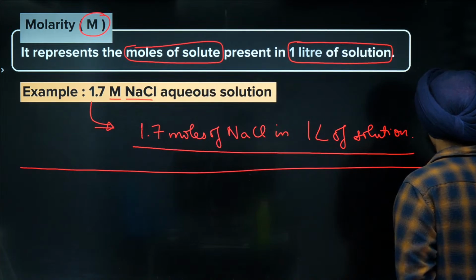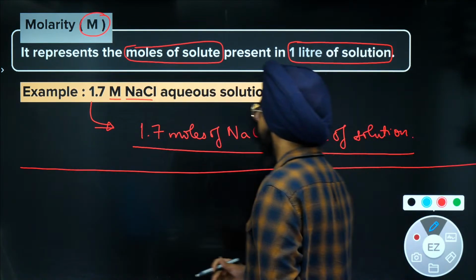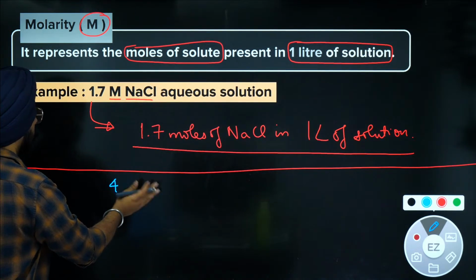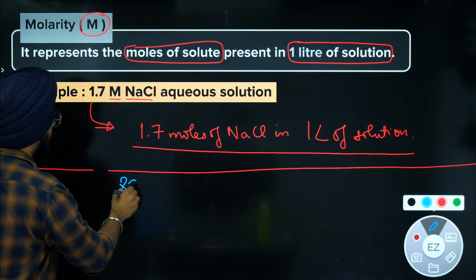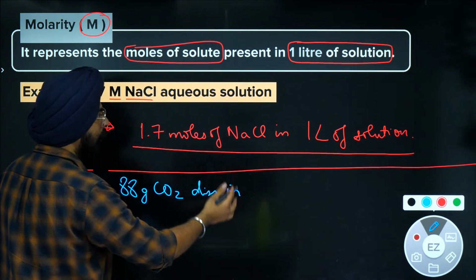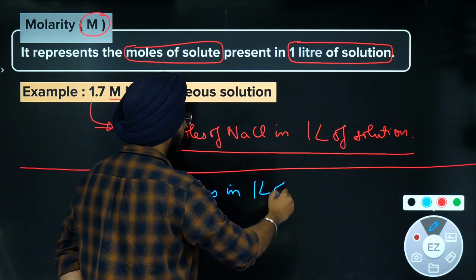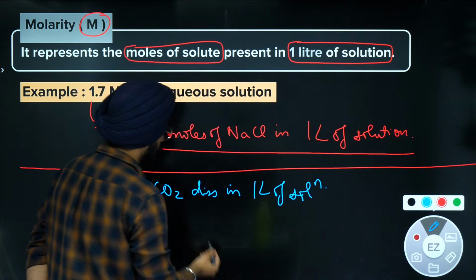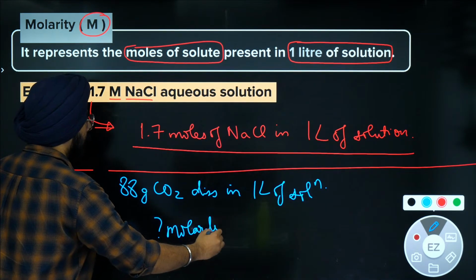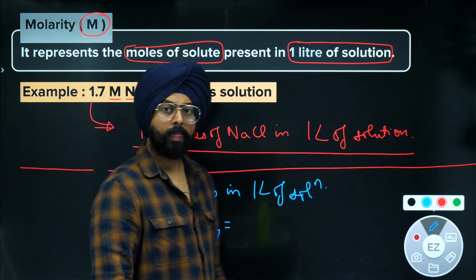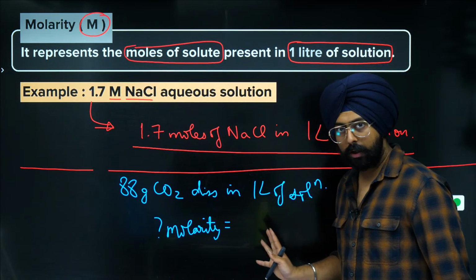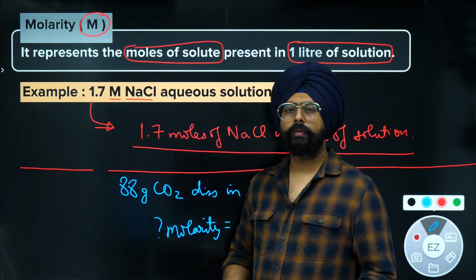You want to do an example just for fun? Very basic example. Let's say I have 88 grams of CO2 dissolved in 1 liter of solution. What is the molarity? Quickly, people, can you tell me? What's the molarity of this solution? 88 grams of CO2 dissolved in 1 liter of solution. What's the molarity over here?